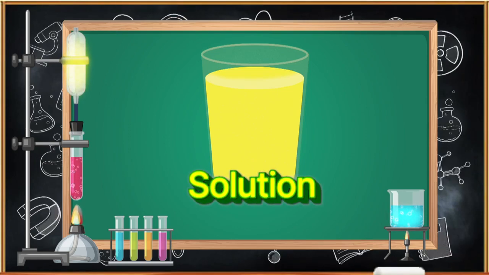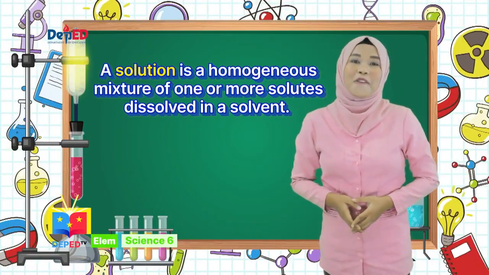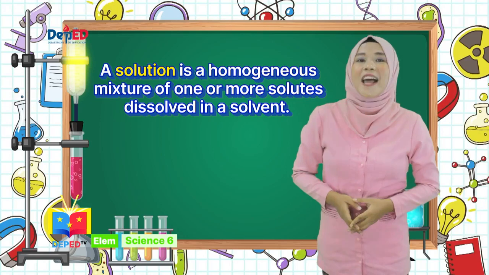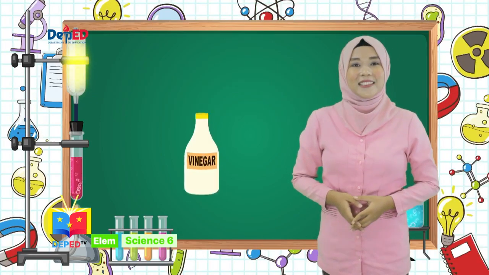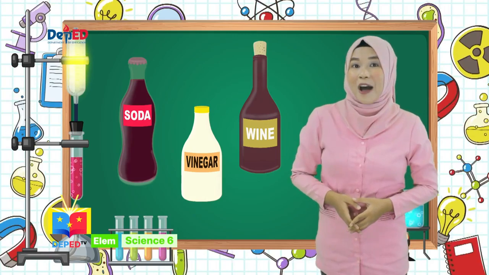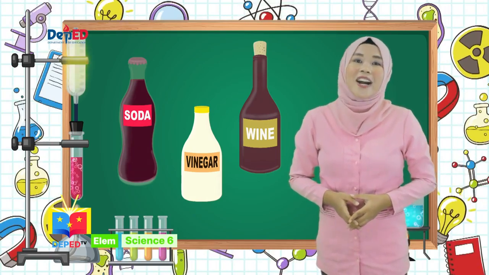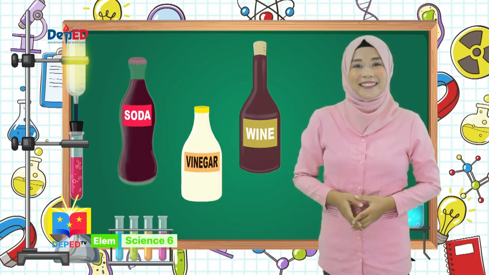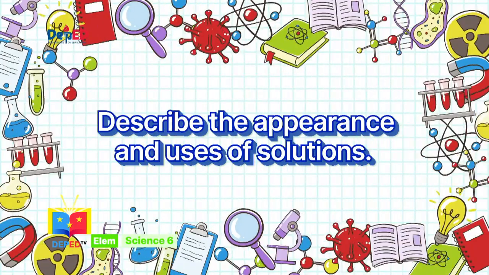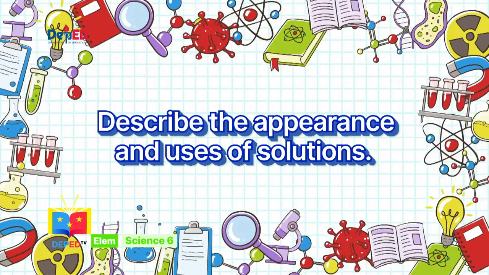But what is a solution? A solution is a homogeneous mixture of one or more solutes dissolved in a solvent. Most of the household materials that can be found at home, like soda, vinegar, and wine, are examples of solution. At the end of the episode, you will be able to describe the appearance and uses of solutions. Now, let's go to our What's New?